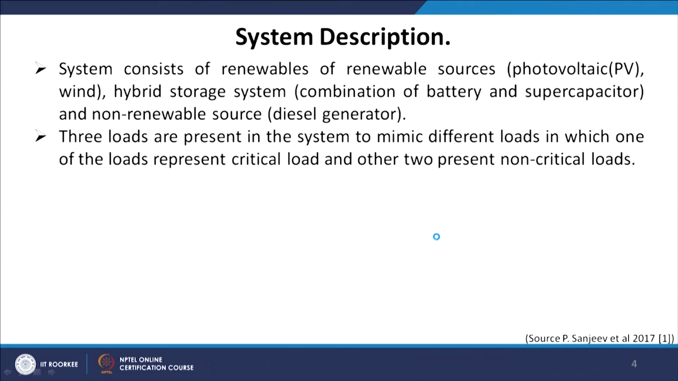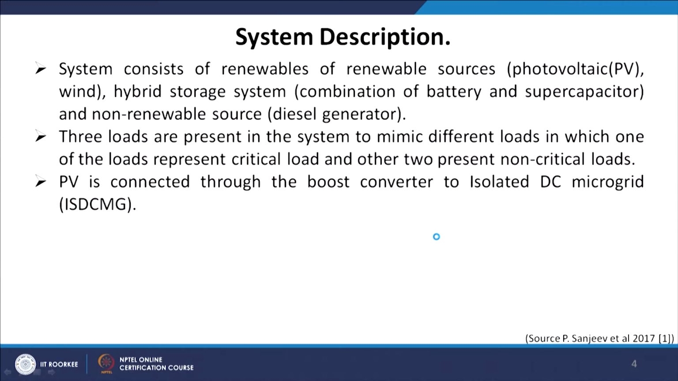3 loads are considered in the simulation, where 2 of them are considered to be non-critical and one of them is considered to be critical. Means under no circumstances can that load be taken out or compromised, whereas the 2 non-critical loads can be compromised if my renewable energy sources and diesel generator are not able to meet those.